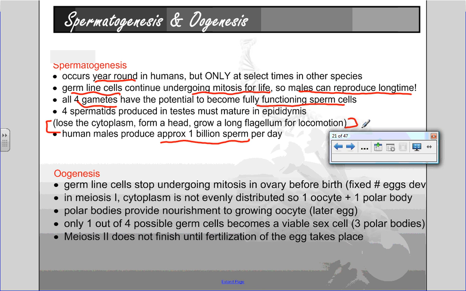Now, oogenesis, on the other hand, the germline cells stop undergoing mitosis in the ovary before birth. So that means that we have a fixed number of eggs that are able to develop.